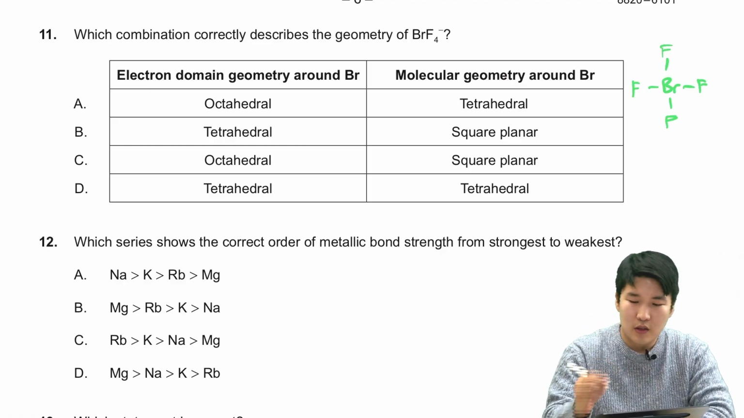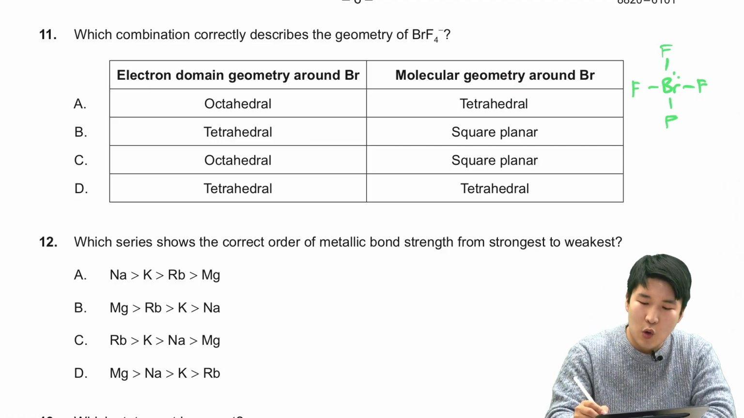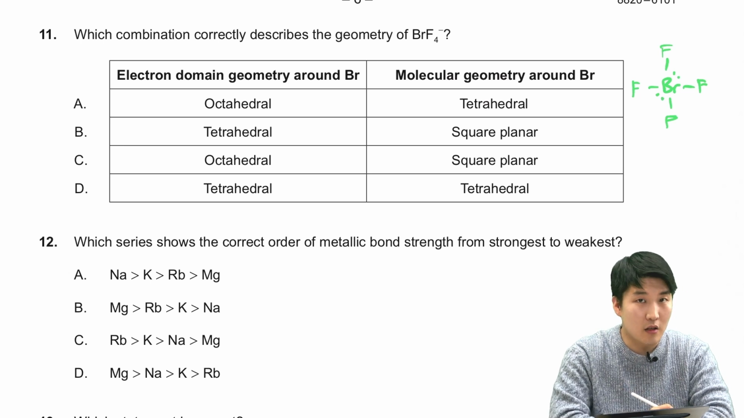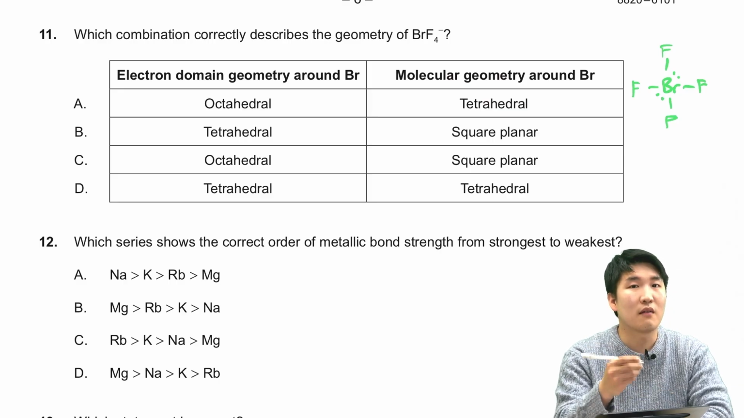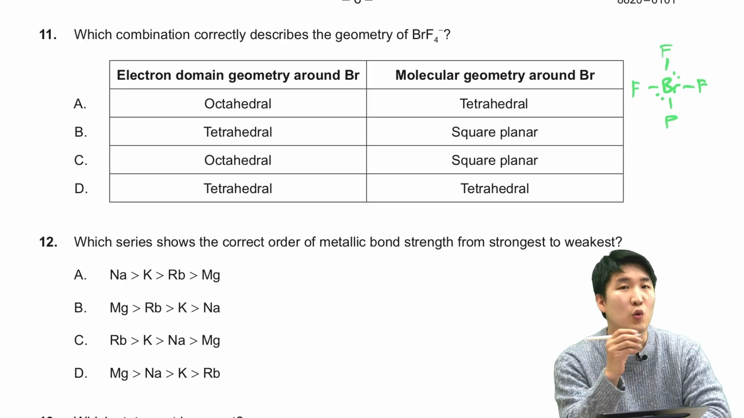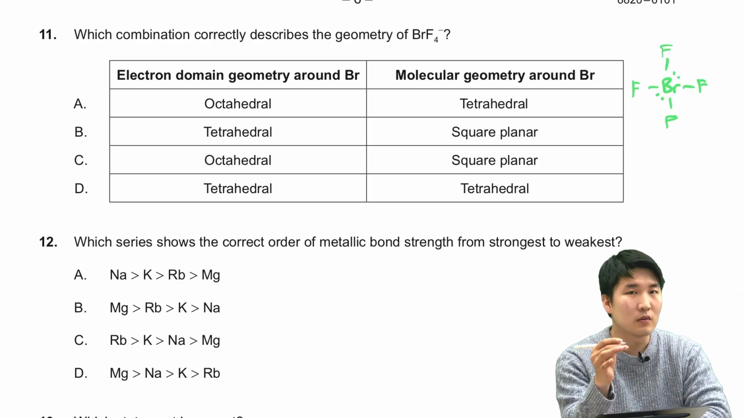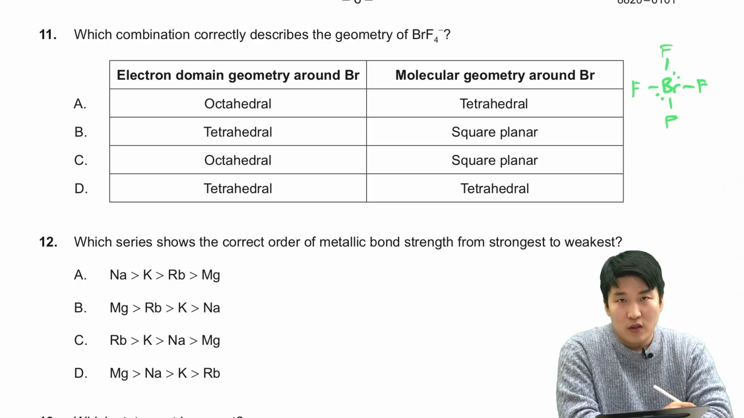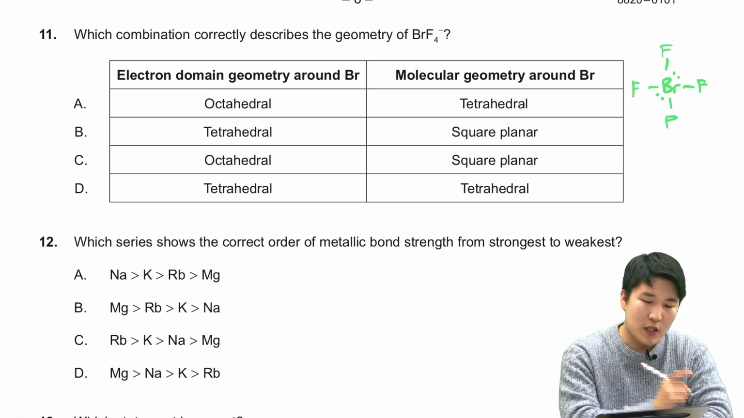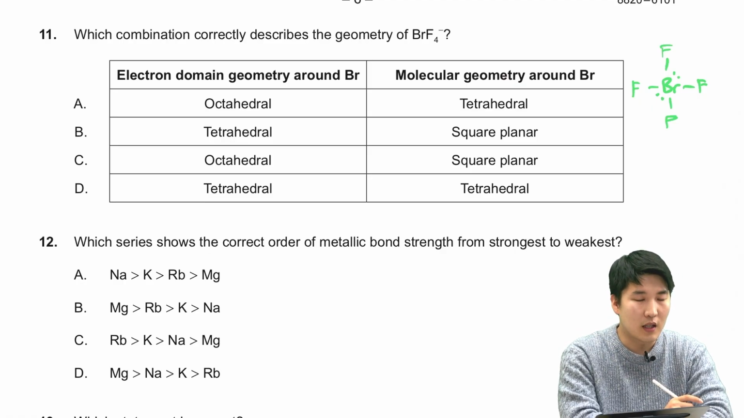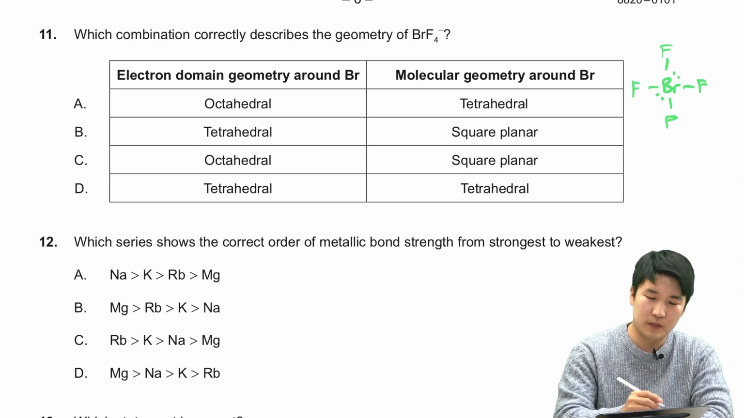Let us put the 2 lone pairs as such, which tells us out of the 6 electron domains, which would have octahedral or square bipyramidal geometry, there are the 4 bonding and 2 lone pairs, which would correspond to square planar molecular geometry.